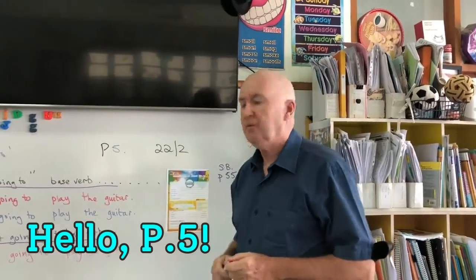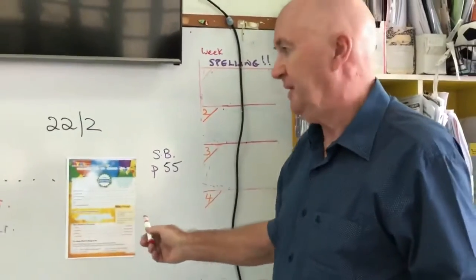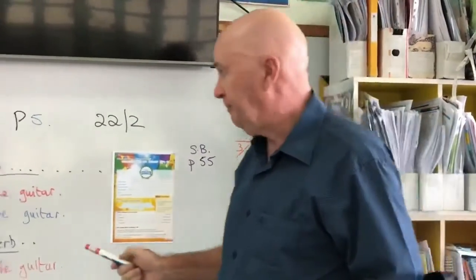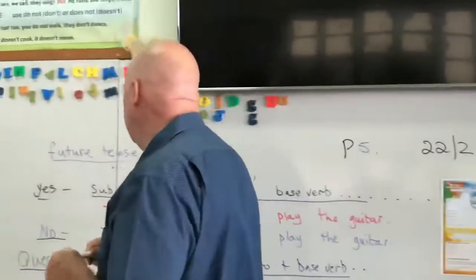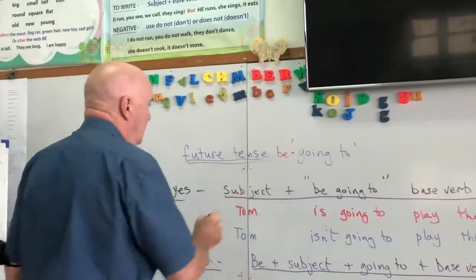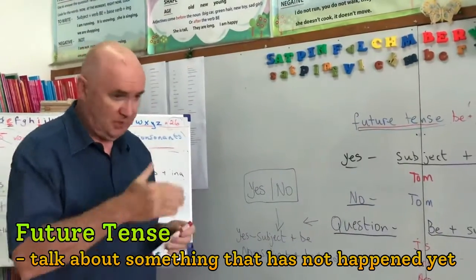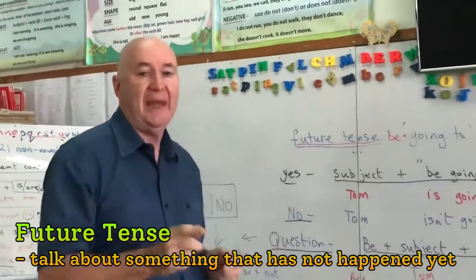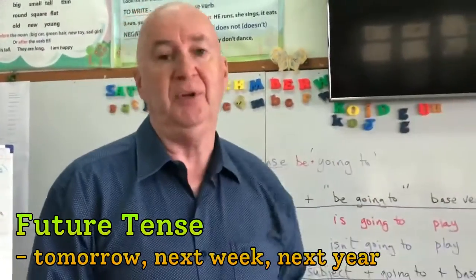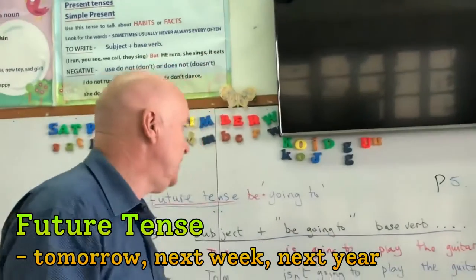Okay, P5, we're going to look at student book 55 today, and to do that, we need to look at what we call the future tense, a way we can talk about something that has not happened yet, something that will happen tomorrow, next week, or next year.